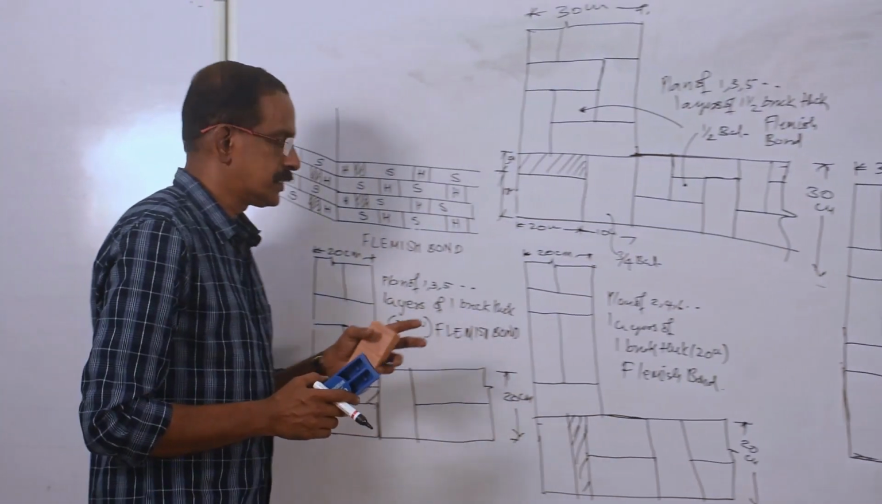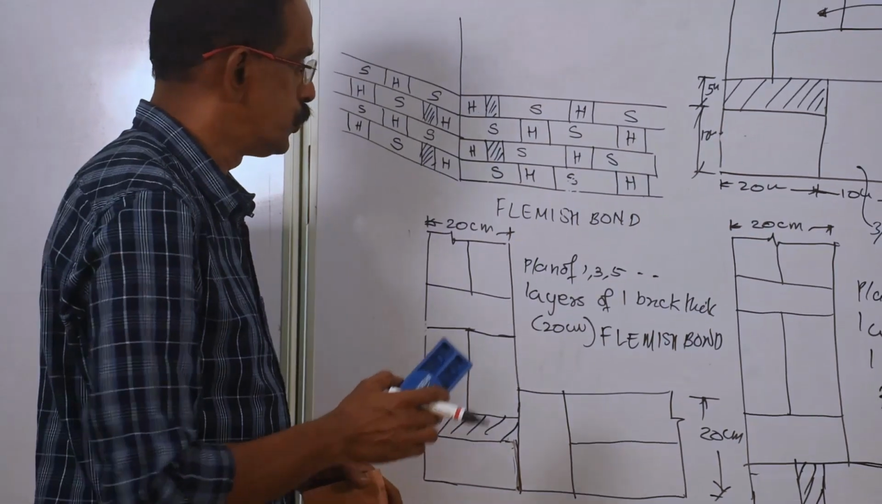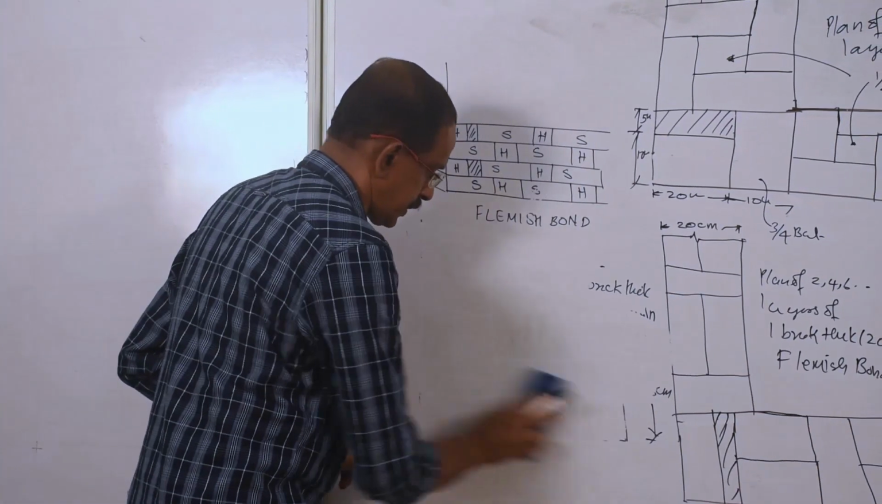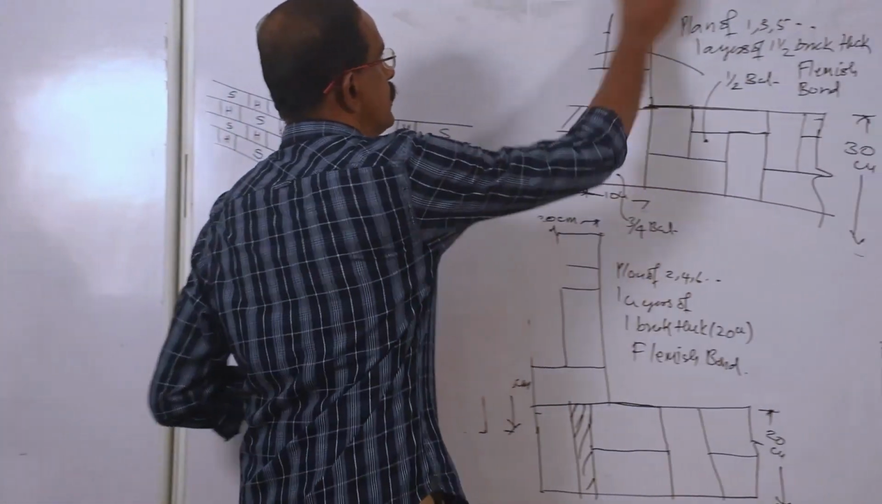Now the last one is 40 centimeter, that is 2 brick thick Flemish bond. Again, elevation will be the same.